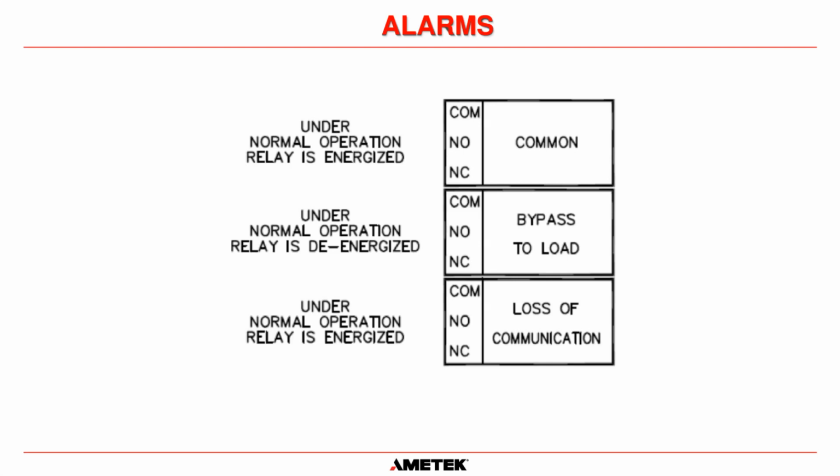of the alarms under normal operation. That is when the UPS is in normal operation with no alarms. We tell you what each of the alarms do. In other words, for the common alarm, which is any alarm in the system whatsoever, it will go to its de-energized state if there is an alarm. And for the bypass to load alarm, it will go to the energized state if it is an alarm. Hopefully that makes sense. As we move on, it should make a bit more sense.